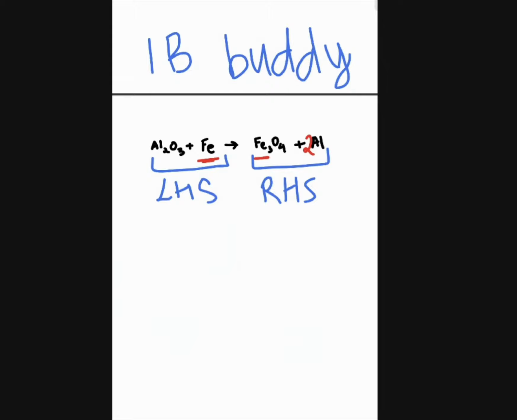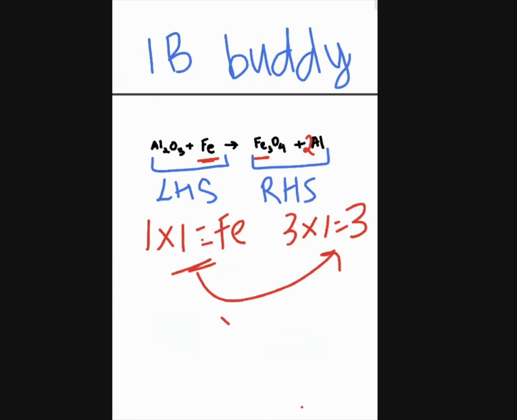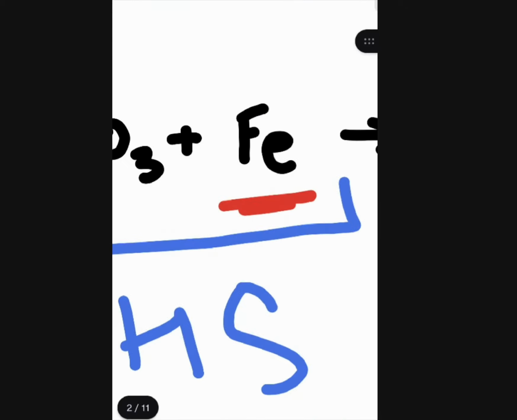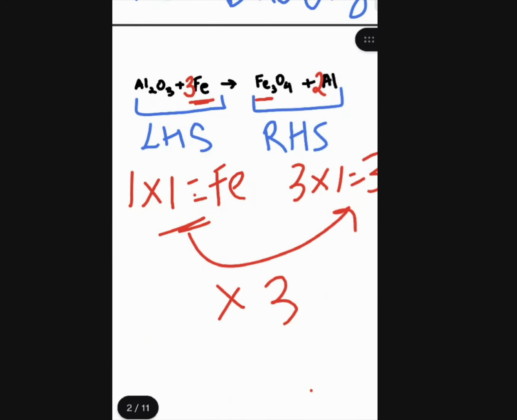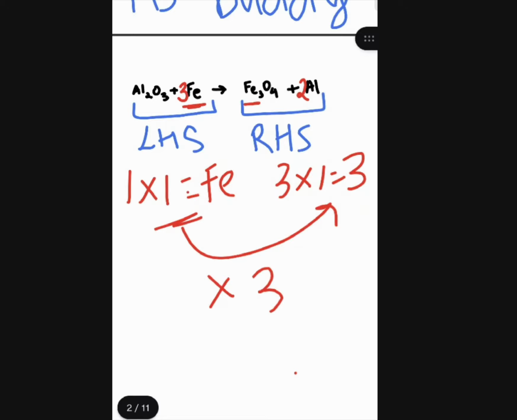Okay, now let's see. On the LHS, we have 1 times 1, which is 1 iron, 1 atom of iron, and here we have 3 times 1, which is 3 iron. What can I do to the small one to achieve the big one? Well, this one is quite simple. You multiply by 3. Now, so far, you might be thinking that this is quite easy. Why do you consider it to be difficult level? Well, we're getting there. We're getting to the oxygens. As I said, they're always the troublemakers.